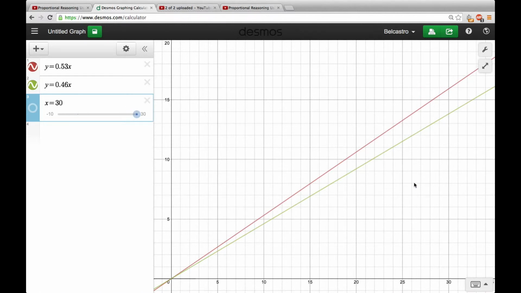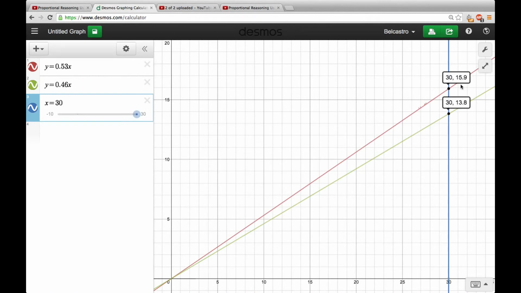So with our software, we need to know at 30 oranges what the cost is per store. So I'm actually going to put x, because x represents oranges, equals 30. And look at this. I get a line that runs through both. So instead of me following up and trying to figure out the numbers on this specific software, I'm just going to click where they intersect each other. So 30 oranges at the red line, that's $15.90. 30 oranges at the green line, which is store B, is $13.80.